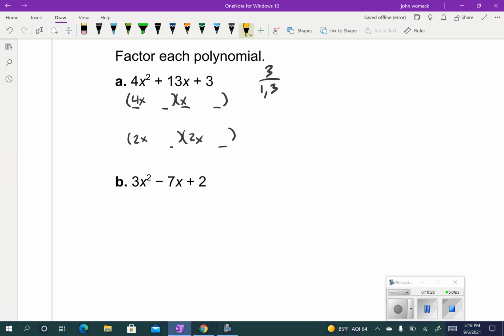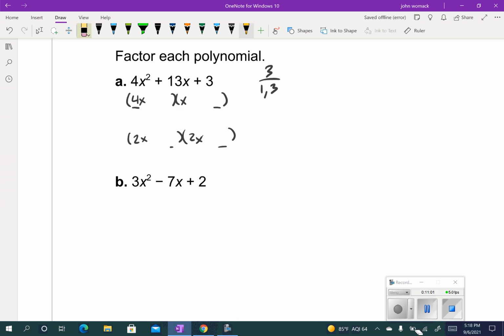So let's try it here. I'm going to put in the plus 3 and the plus 1. And I don't have to multiply the whole thing out. I know that 4x times x gives me the 4x squared. I know that 3 times 1 gives me the 3. I'm really just interested in that middle term right there. So to get it, it's always the outside 2. That would be 4x plus the inside 2. That would be 3x. I add those together. That's 7x. Not what we wanted. So don't give up on the 1 and the 3. We need to try it the other way.